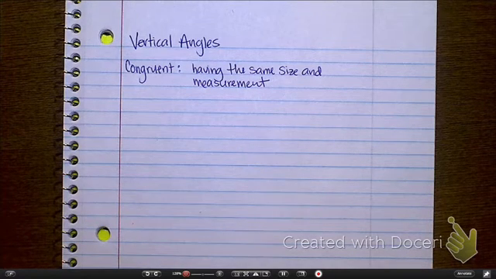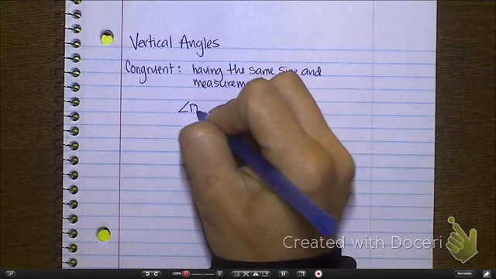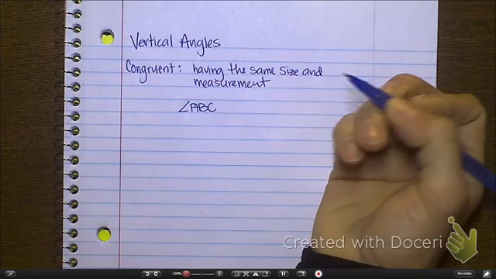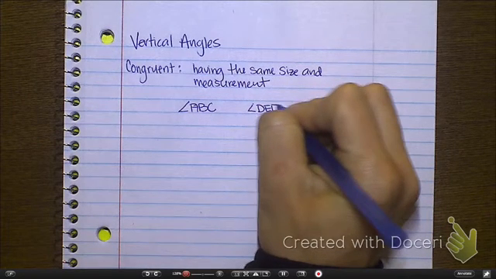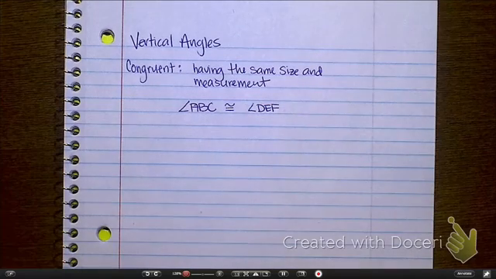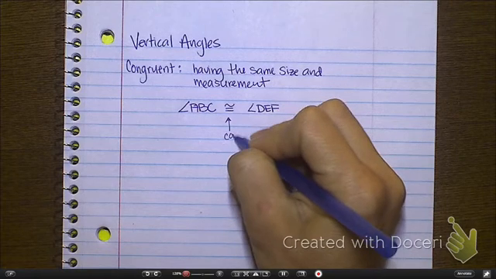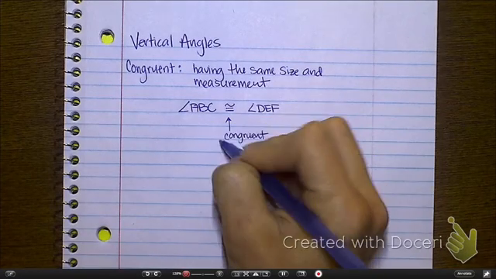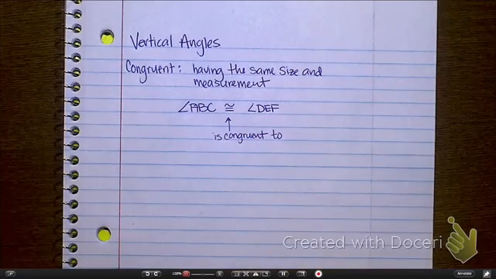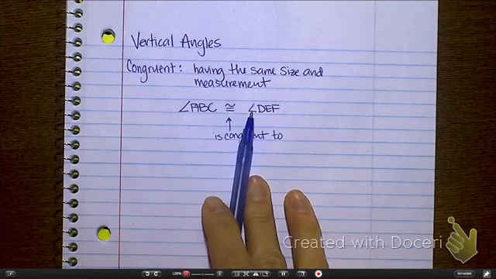Okay, so there's a symbol that represents congruent. Let's say, for example, I had the angle ABC, and it was the same size as angle, I don't know, DEF. To show that these are the same size, I use this symbol. It's like an equals with a squiggle on top. That symbol says congruent, and we actually read this as "is congruent to." So we would say here angle ABC is congruent to angle DEF.